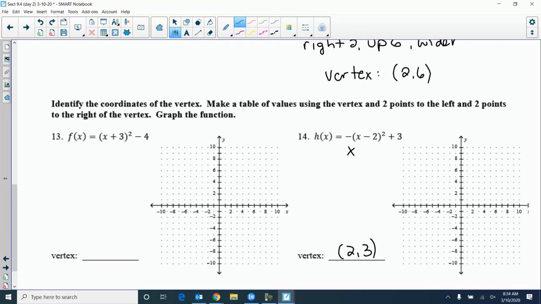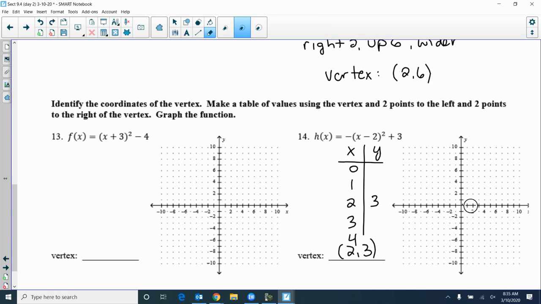Now we're going to make an xy table. 2, 3 is going to go right in the middle. So right here is 2. I need 2 points to the left. What are the 2 x coordinates to the left? 1 and 0. What are the 2 to the right? 3 and 4. So I'm going to go 0, 1, 2, 3, 4, and plug those in. Now I know my vertex is 2, 3, so I'm going to put that right there.